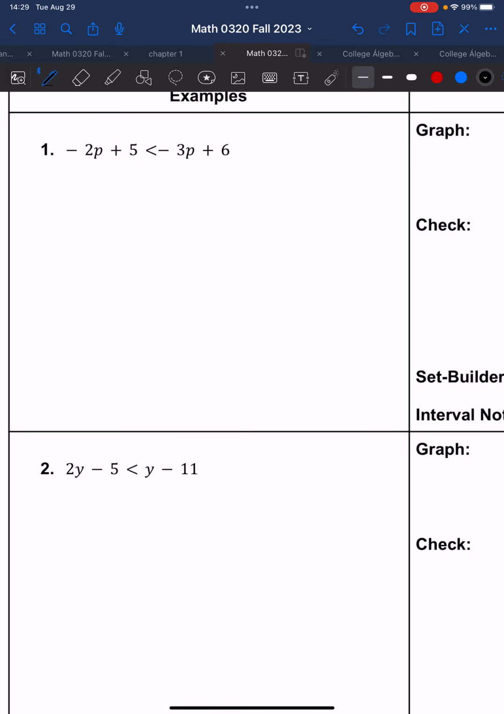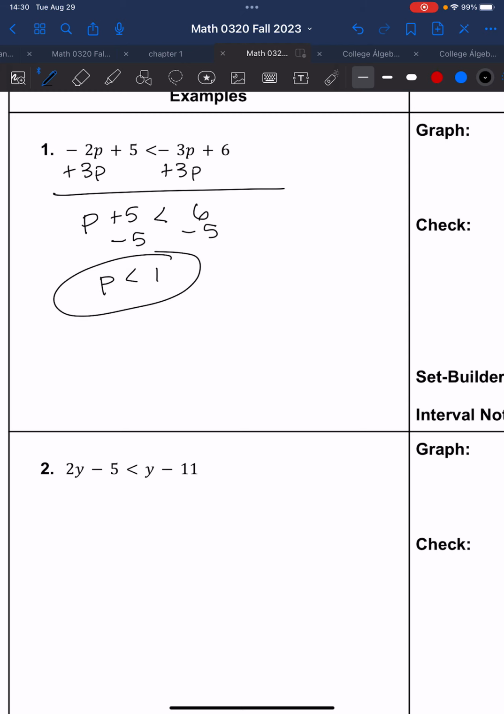So in example 1, we have -2p plus 5 less than -3p plus 6. So what we need to do is we need to get our variables to the left side, so in this case the p's, and then everything else to the right side. So we could have the inequality p less than something. In order to do that, we're first going to add 3p to the other side. That gives us -2p plus 3p, which is 1p, but we would just write that as p. Then I'm going to bring down all my other numbers, so plus 5 less than 6. Now I need to get the p by itself, so I'm going to subtract 5. So I have p is less than 1. Okay, and that is my answer.